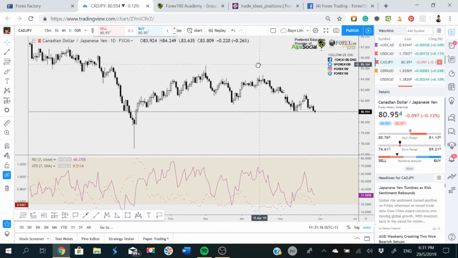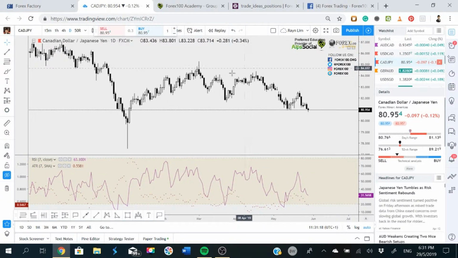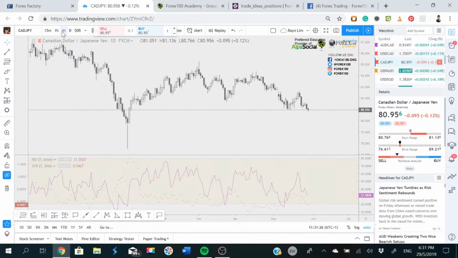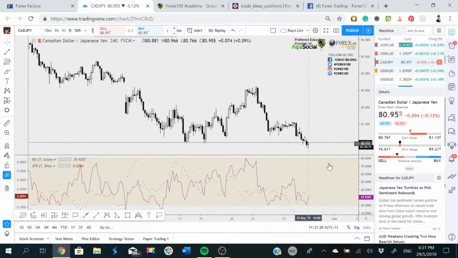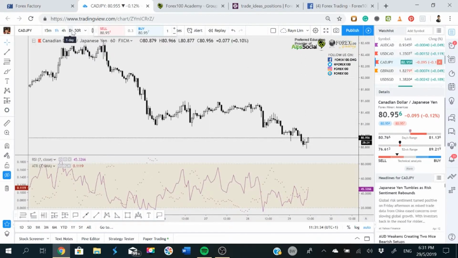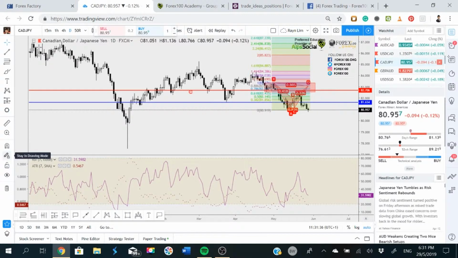So on the daily chart on CAD Yen, we are looking at such movement, maybe a harmonic pattern, yes. On the 4-hour chart, market consolidation, maybe an AB equals CD for a potential buying price at much lower. Then the 1-hour chart, and back to the daily chart, and this is my analysis.